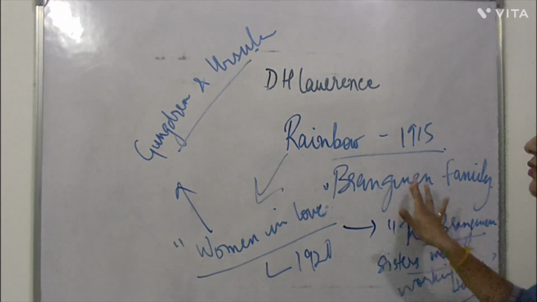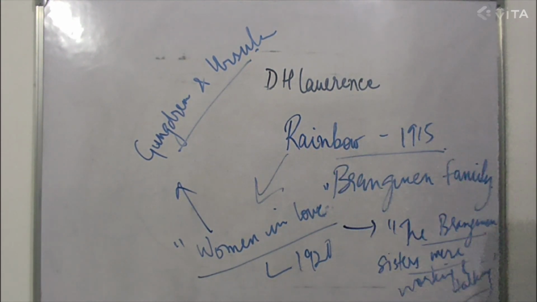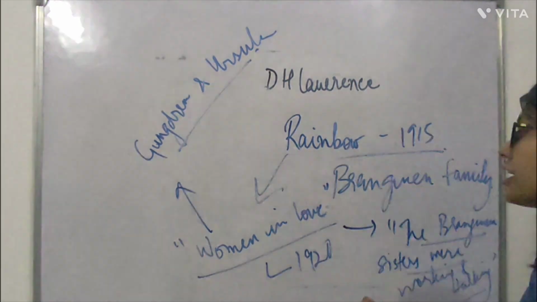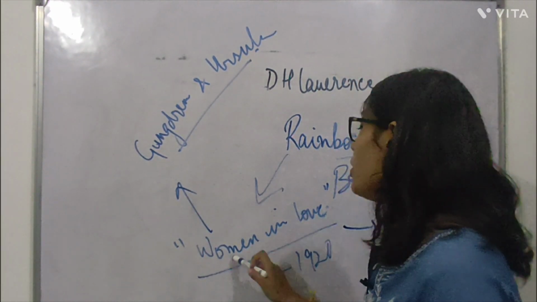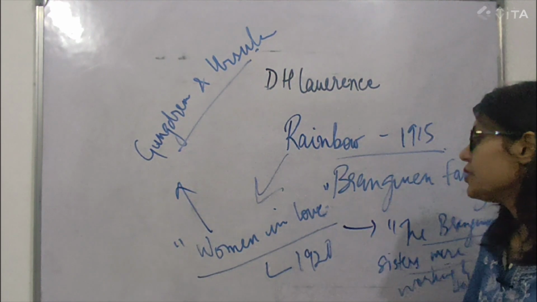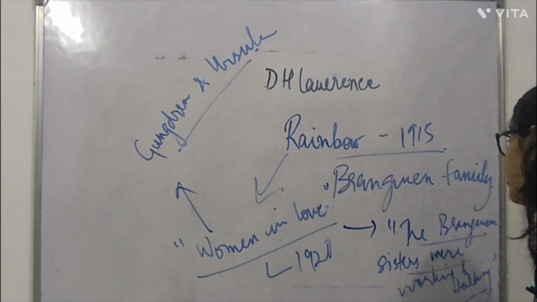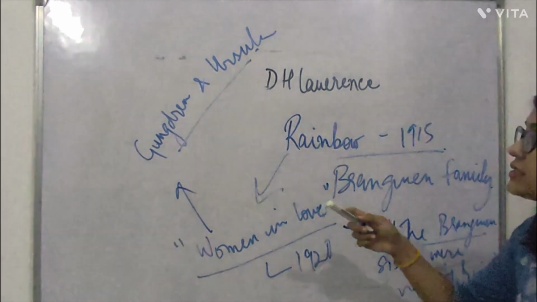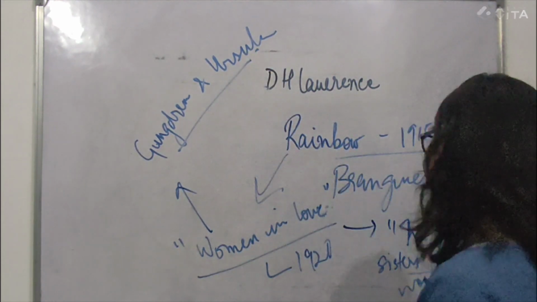There are three generations of the Brangwyn family in the book The Rainbow. It came out in 1915. Then the second book that came out was called Women in Love. This is the sequel of The Rainbow, which came out in 1920. This is about the Brangwyn sisters, Gudrun and Ursula.